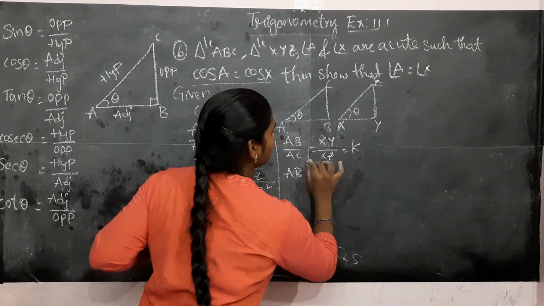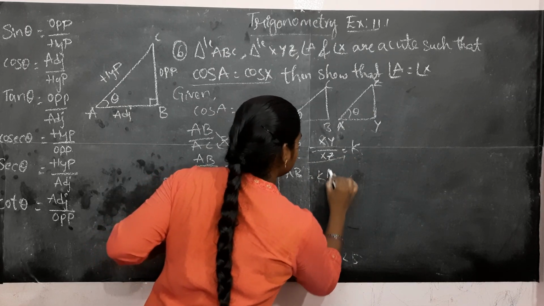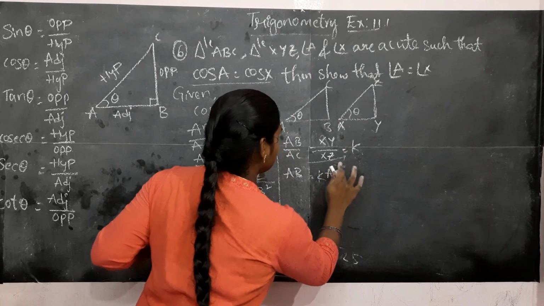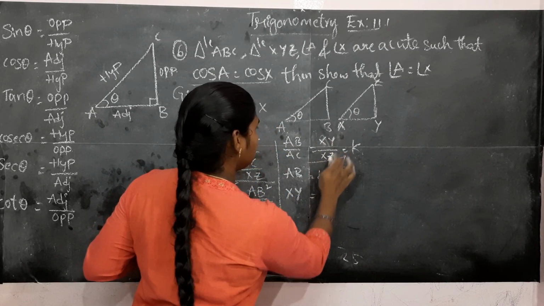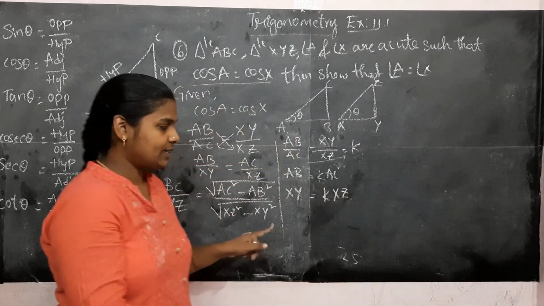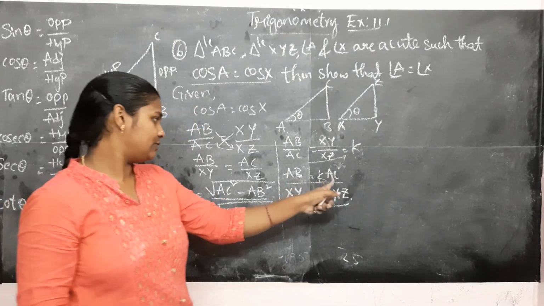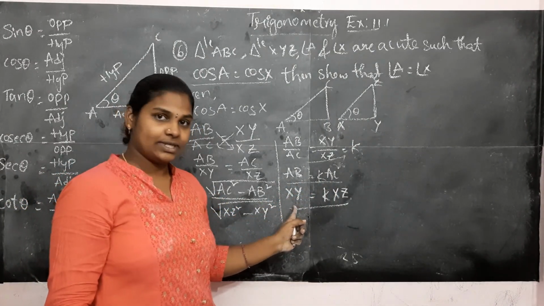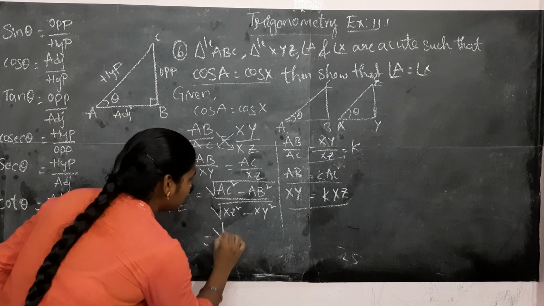AB is equal to, if I am sending it the opposite side, K into AC square, AC. And what does XY become? XY is equal to K into XZ. Alright, AB is equal to, since we have assumed it to be a constant, KAC, XY is equal to KXZ. Now let us substitute the same in here.